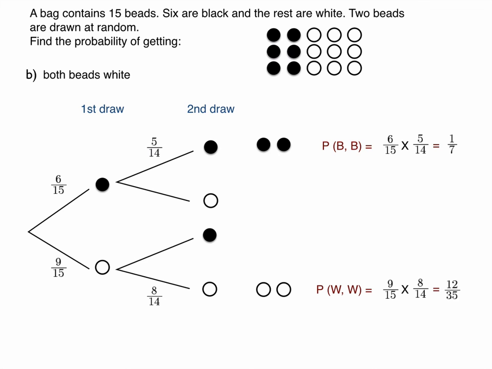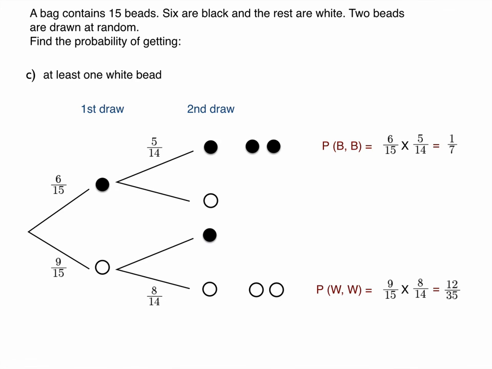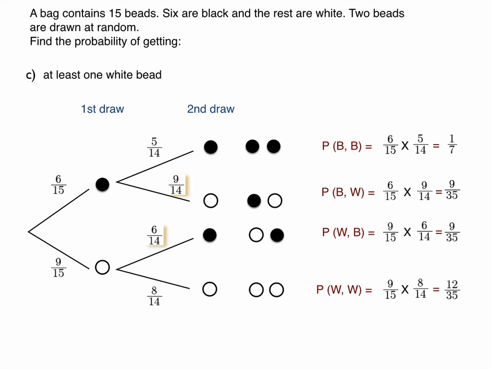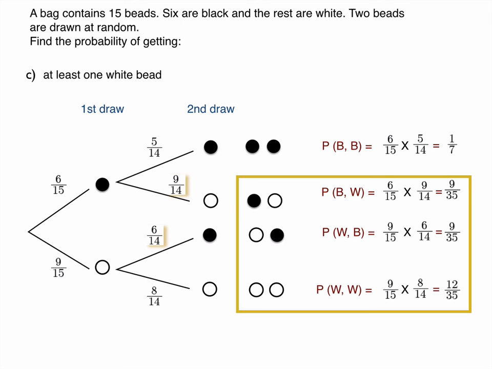And for part C, at least one white bead, we now have to include 3 of the events in the total sample space because it says at least one white bead. So that also allows for the event with 2 white beads. So we need to work out the probabilities of those events. And there's the branch probabilities that we need to add in. There are the other 2 probabilities. Now, because it's at least one white bead, we need to add all of those 3 probabilities. And when you do, you get that answer of 6/7.